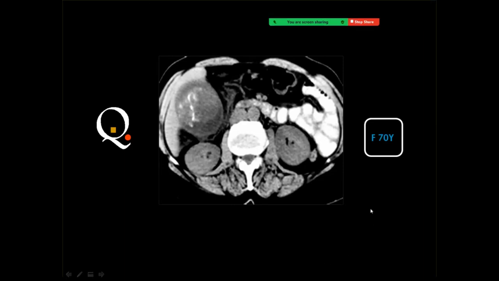And this is the first case of a female patient, 70 years old, with abdominal pain, and this is the abdominal scan done without contrast injection but with oral contrast administration.